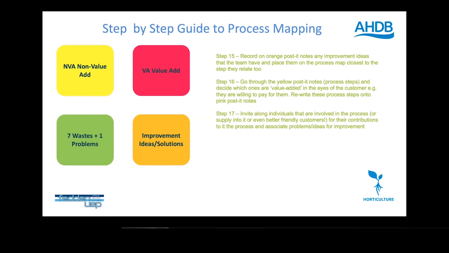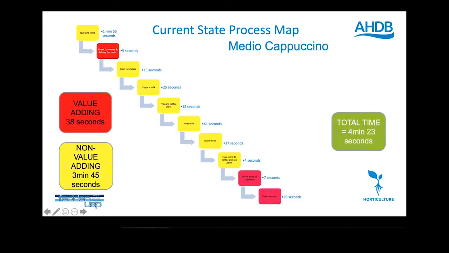So you're building up this picture of what the process looks like, where the problems are, and then what ideas people have got about how they can actually improve that particular process itself. Okay, so that's process mapping.